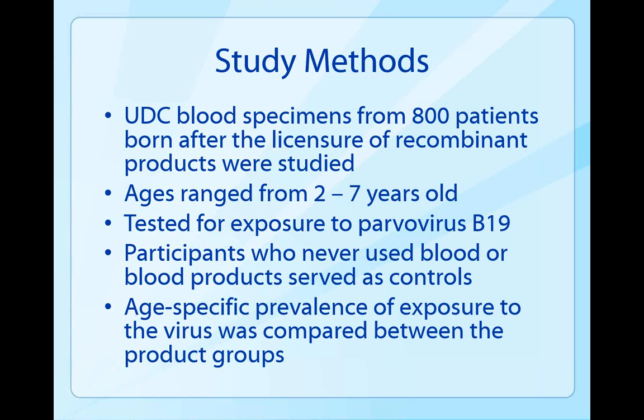These are samples that we had previously saved in the serum bank. We tested them for exposure to parvovirus B19. And participants who had never used blood or blood products served as control. So these were the people from the community who'd never received blood products, so they would have the most average level of exposure to this virus. And so then what we did was we compared the prevalence of the exposure to the virus between the different product groups.